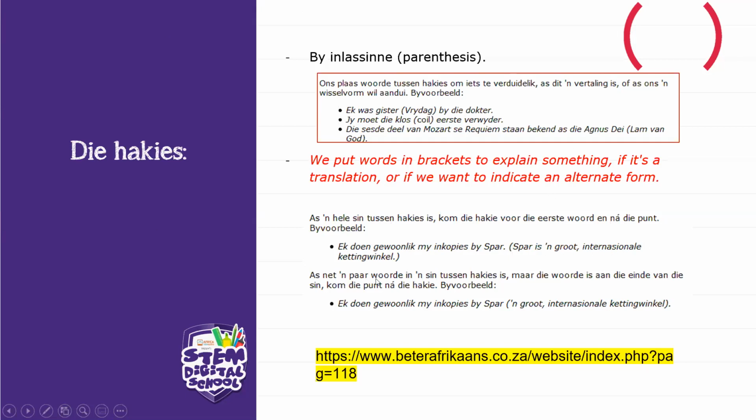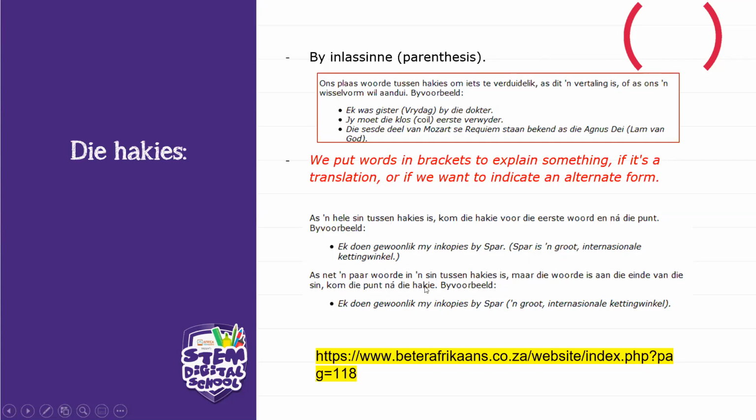Spar is 'n groot internasionale kettingwinkel, and because it's a new sentence, then the full stop will be in the bracket. And then as net 'n paar woorde in die sin tussen hakies is, maar die woorde is aan die einde van die sin, kom die punt na die hakie. Ek doen gewoonlik my inkopies by Spar, so listen to what I've said here.